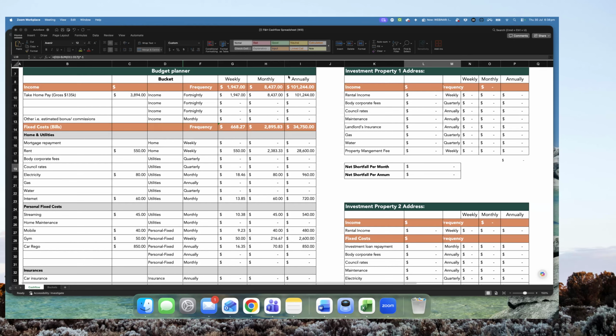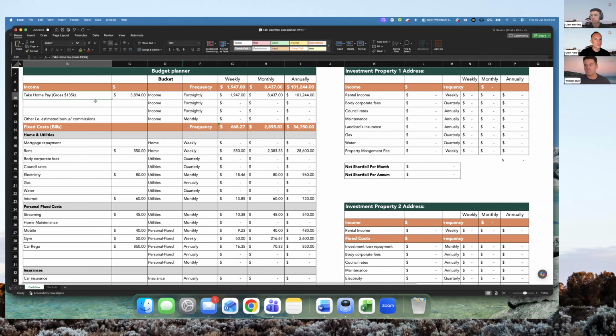So we'll touch on the spreadsheet we've got here. These are some of the numbers that you've shared with me. What I'm seeing here is that your gross income is 135. Your take home pay on a fortnightly basis, what you're telling me, is $3,894. That's the amount dropping into your bank account. Correct. Yeah. Perfect.